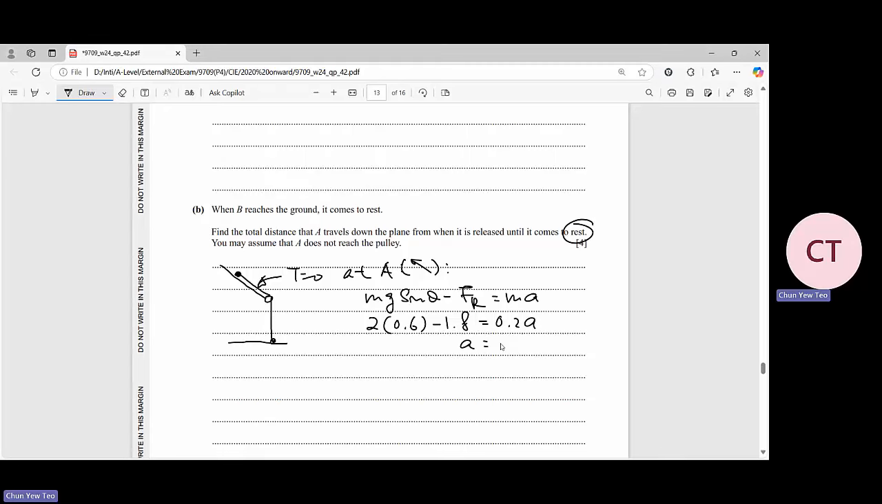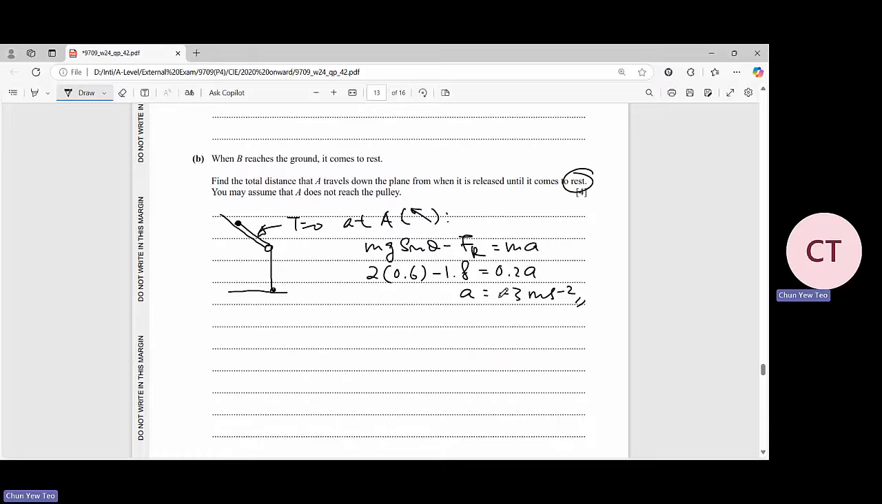So my a now has become -3. We are having deceleration right now. So now it's moving down without any external force. Only the gravitational force is pulling the particle down. So you can use the SUVAT equations when it comes to rest. So we have v square equal to u square plus 2as. We will come to rest.